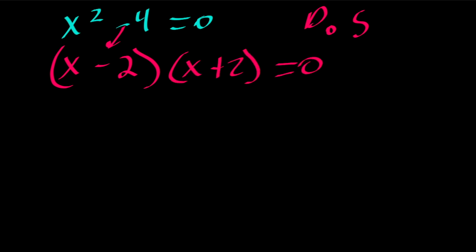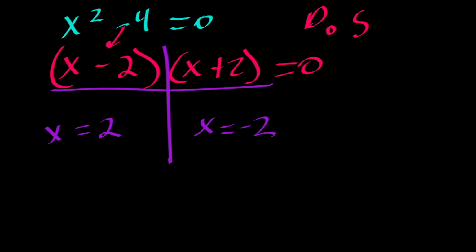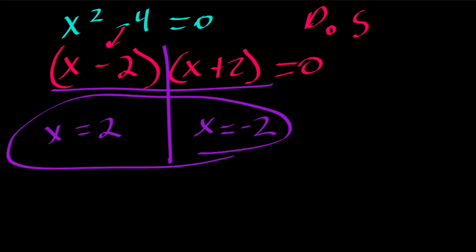And I can set that equal to 0. I can split my factors up, and then x is going to equal 2, and x is going to equal negative 2. All right, let's look at another example of that.